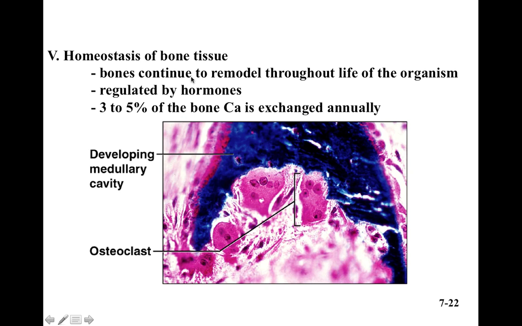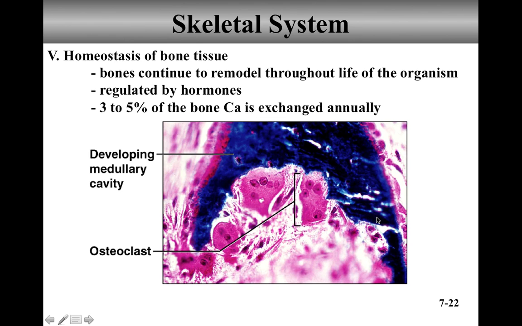And 3 to 5% of the calcium in your bones is exchanged annually. So this is always changing. And so here we have these guys eating away the bone to develop this medullary cavity. It's a cool example of osteoclasts working.